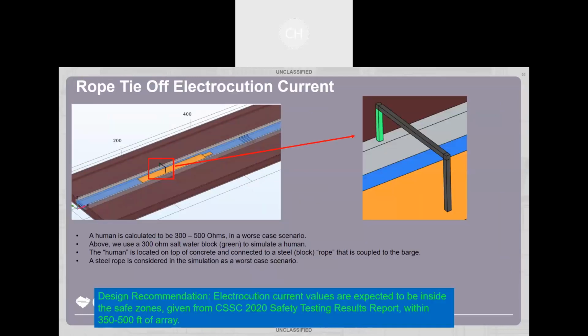Stray currents are quite a big concern. This is going to be the last topic I discuss. Some of the simulations that we've done explore the idea of a deckhand tying off to an individual that is up on the canal at the top of the wall.